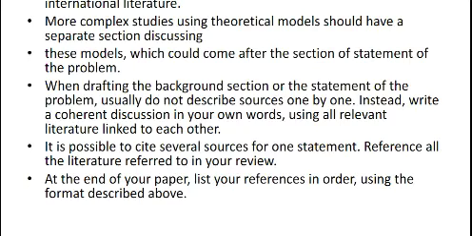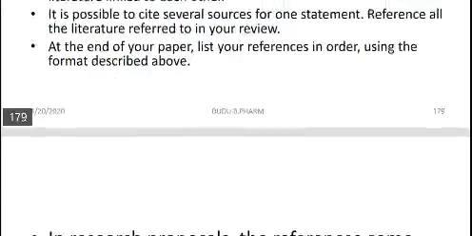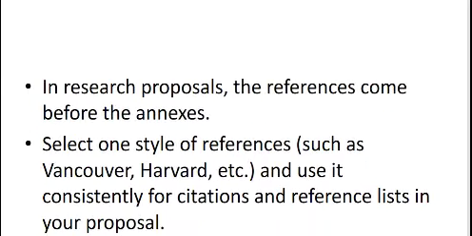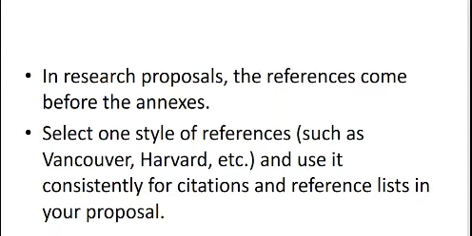You should not get confused here. We are going to see more of this literature review. How do we write a literature review? How do we indicate the literature review in our research proposal? Because at the end of your paper, you should list your references in order using the format described above. In a research proposal, the references come before the annexes. We're going to see what a research proposal is.